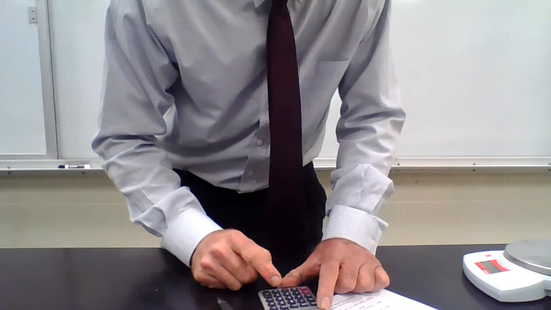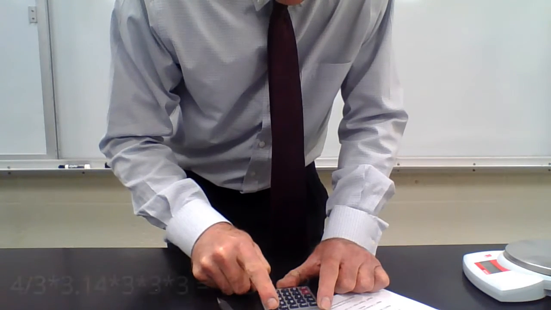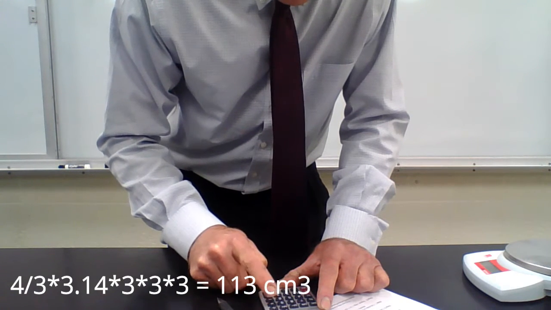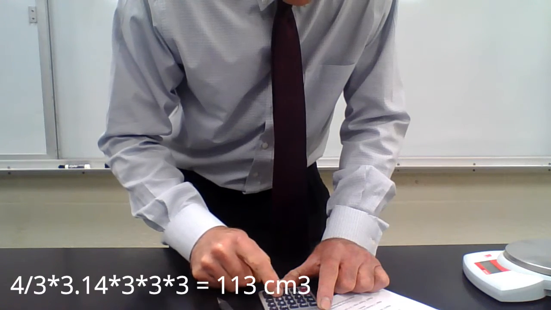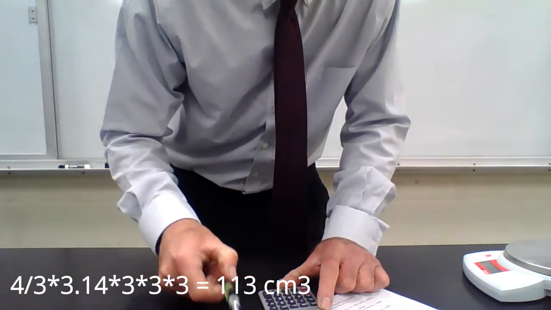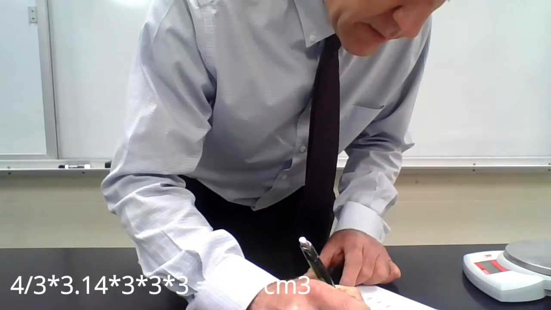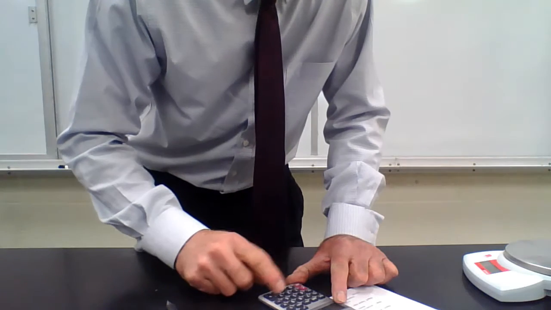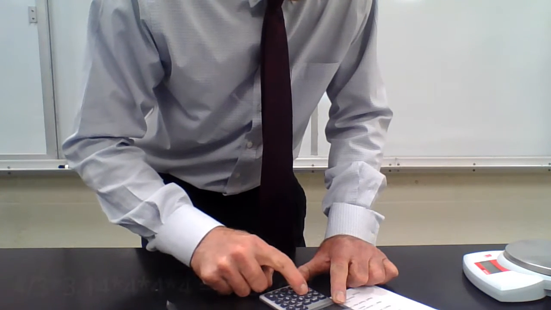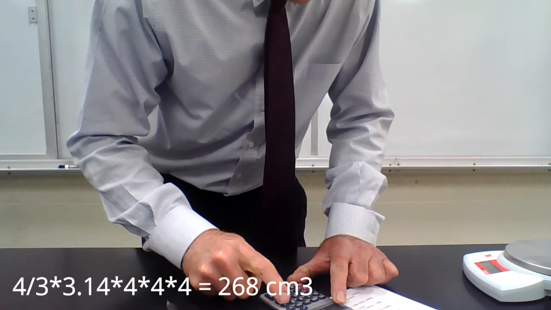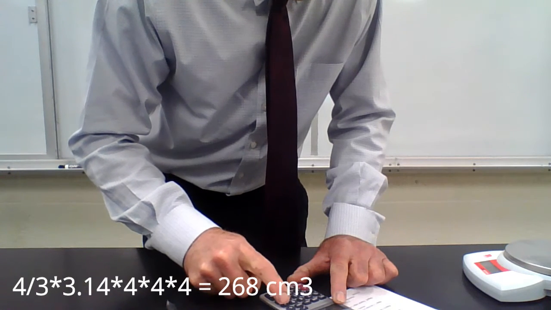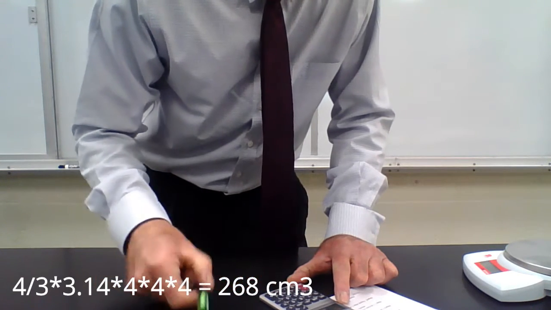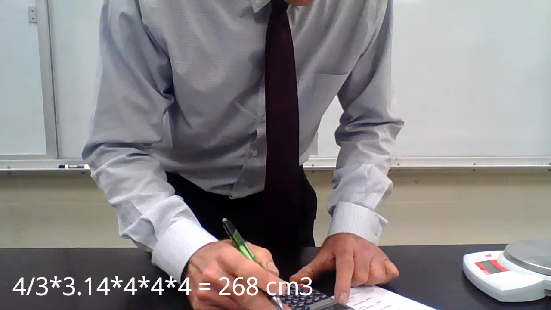And here's the next one. I'm going to take 4 divided by 3 times 3.14 times 3 times 3 times 3, which is 3 cubed. And I got 113 cubic centimeters. And the last one there, the large ball, 4 divided by 3 times 3.14 times 4 times 4 times 4, which is 4 cubed. And I got 268 cubic centimeters.